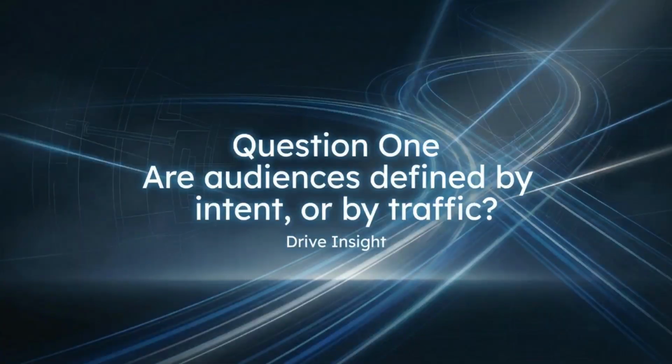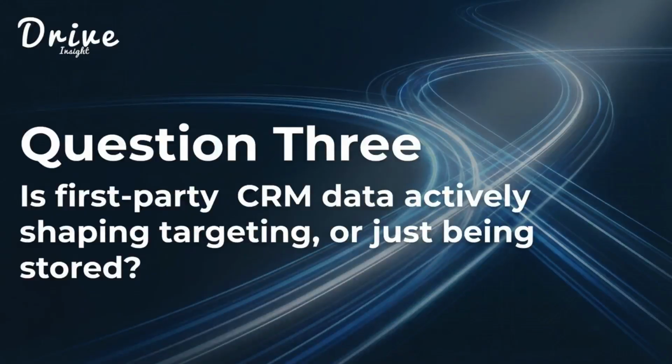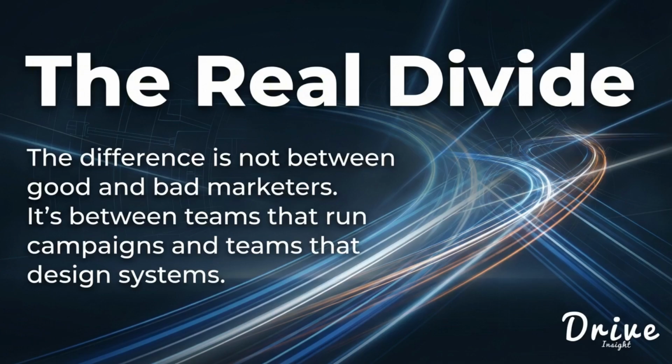This is the point where better questions matter. Are my audiences actually defined by intent or just traffic? Am I segmenting new prospects differently than returning customers? Is first-party data from my CRM being used to inform targeting, or is it just sitting there? And is anyone actually measuring how the signals connect across the system? Because when those questions aren't answered, performance problems usually aren't creative issues, they're signal issues. This is where the difference actually starts to show. Not between good and bad marketers, but between businesses that run campaigns and businesses that design systems that power campaigns.